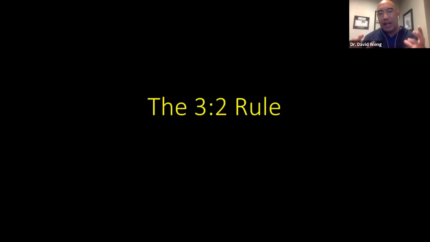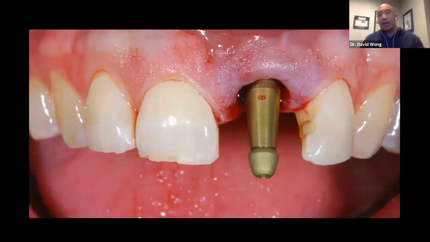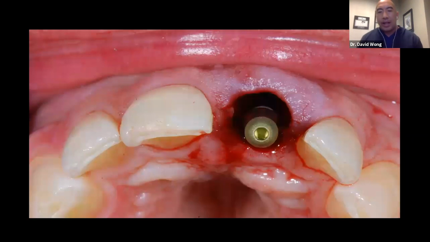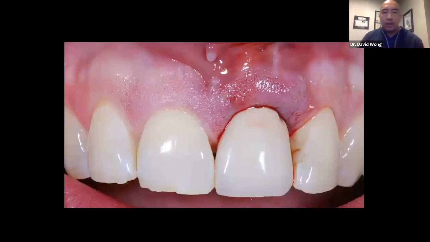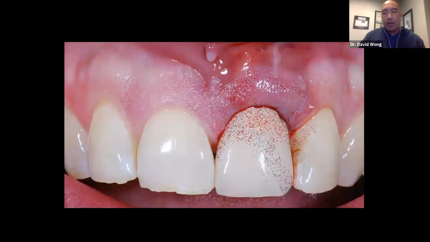Now, where does the implant go? Let's answer that question. For an immediate implant, we're going to follow the 3-2 rule. The 3-2 rule means the implant is placed 3 millimeters apical to the free gingival margins of the adjacent teeth. It's going to be placed 2 millimeters lingual to the facial plate. So that's the 3-2 rule. So this is the provisional restoration, which is just his old crown.